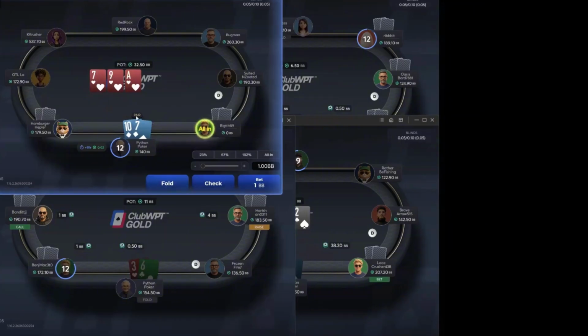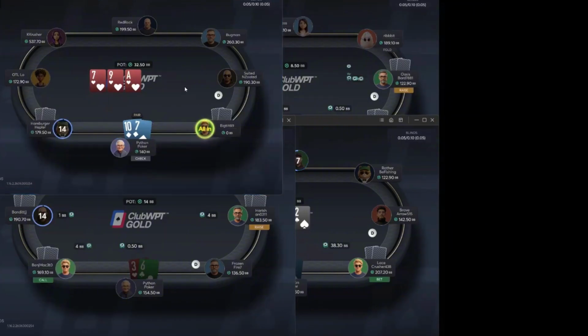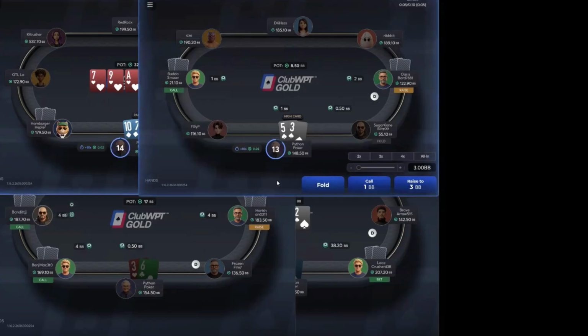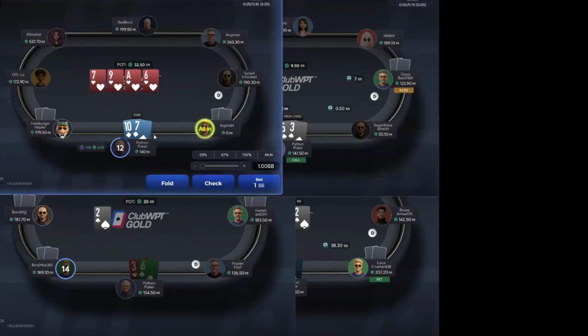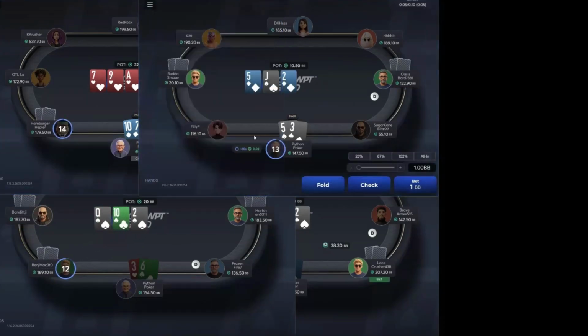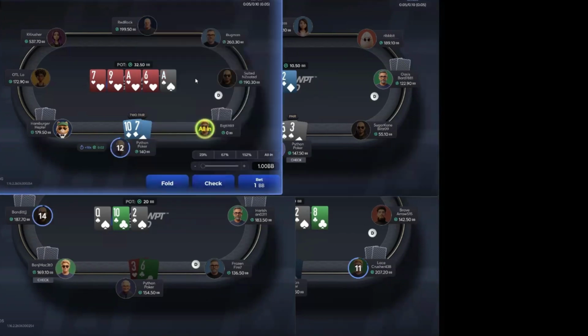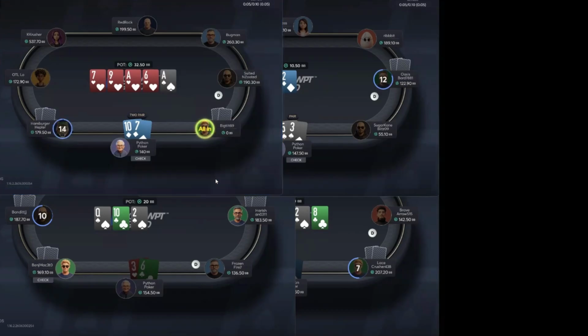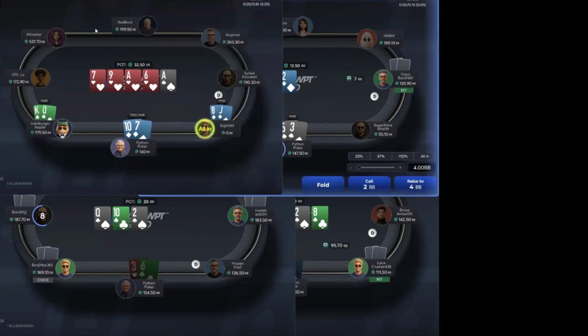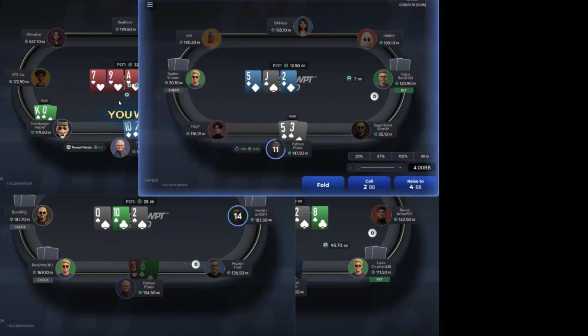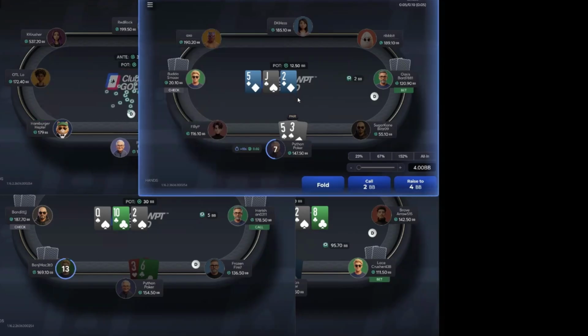So here we have a 7. I'm just going to check. Sometimes whenever a person goes all in, it just goes check down to the river, because we're just playing against this person, and most likely we're not going to lose this pot, but we have a possibility. So it was King 8 here.